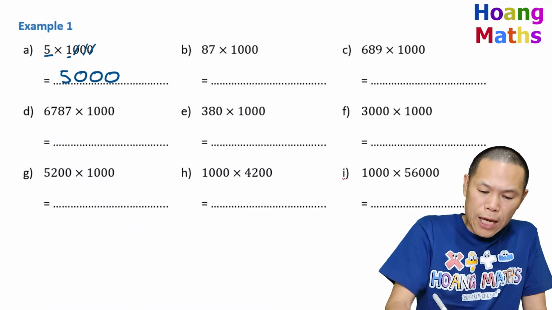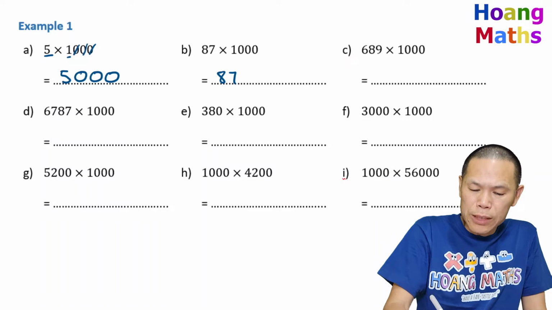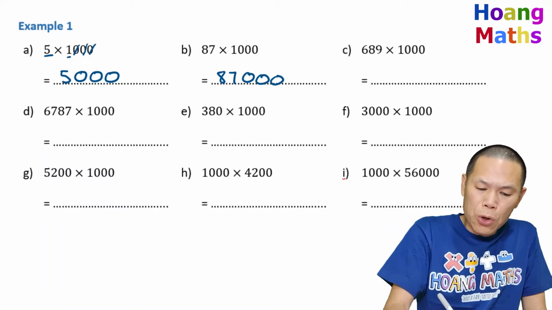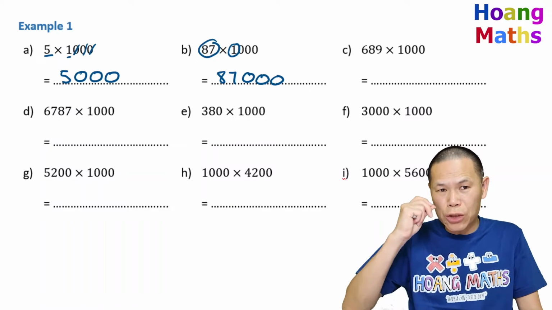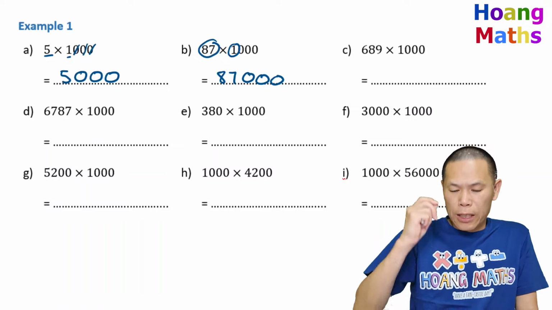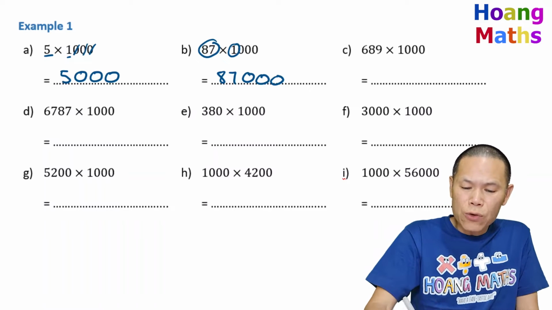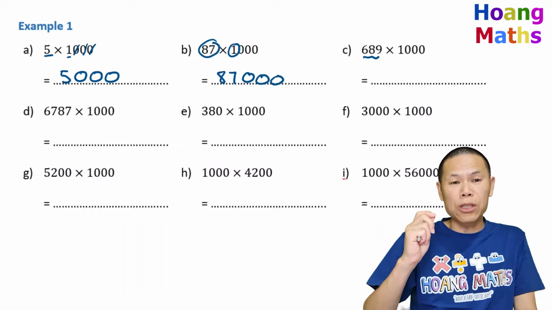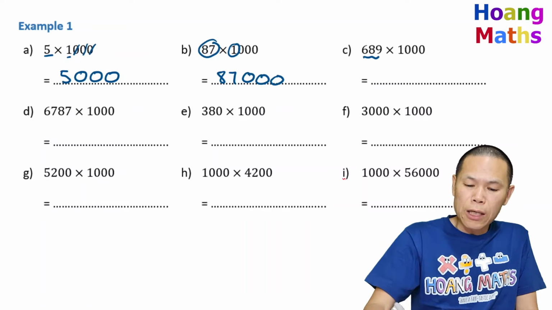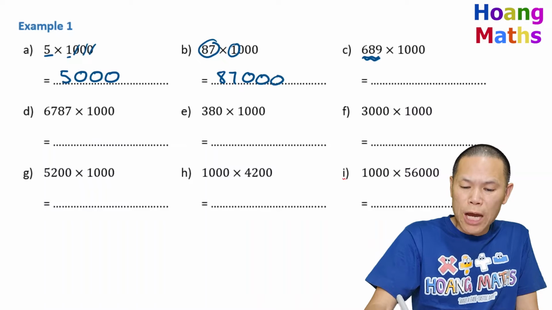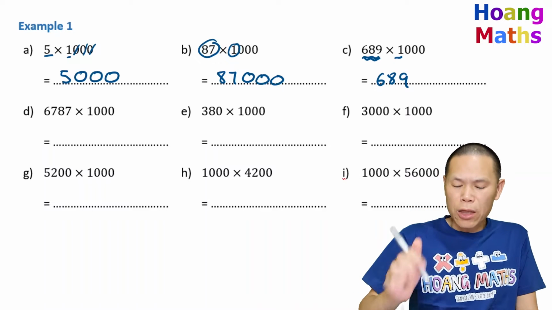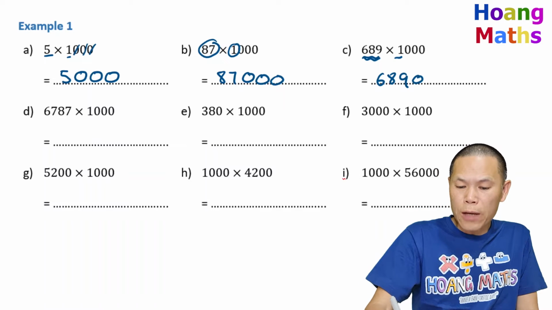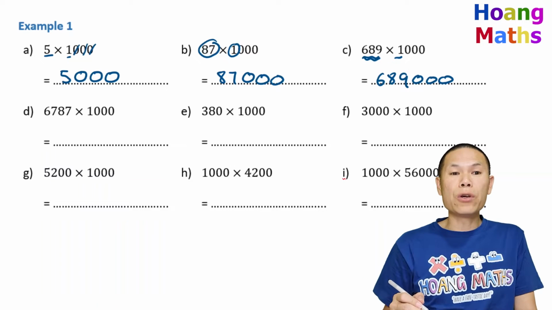Part B, 87 times 1,000. So we just write 87 down, and we just add 3 zeros, because 87 times 1 will give me 87 and we just need to add 3 zeros at the end. Similarly, we have 689 times 1,000. We just think like this: 689 times 1 will give me 689. And then we just need to add the 3 zeros at the end. 1, 2, 3. So there you go.